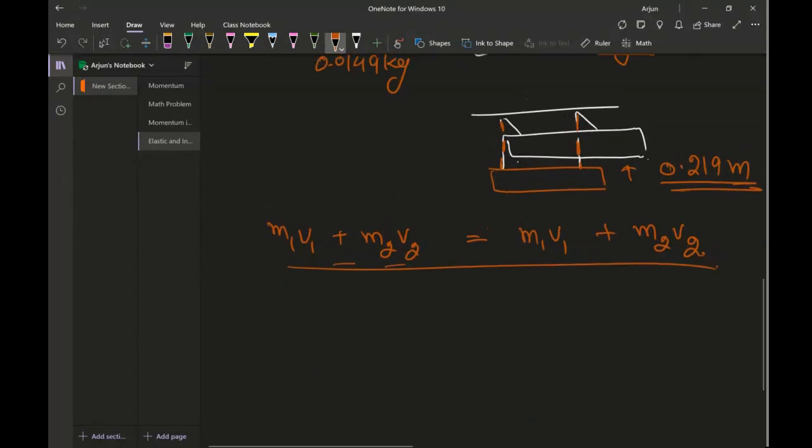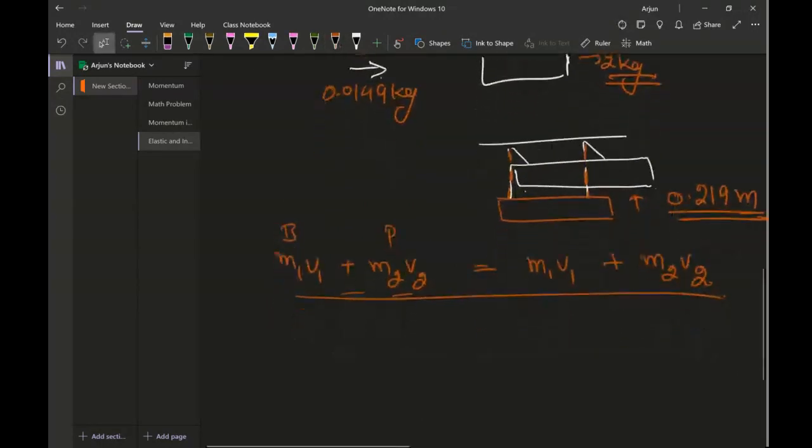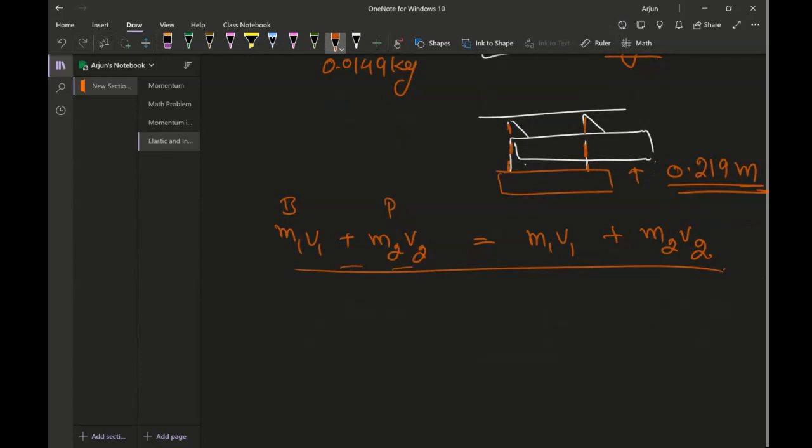Now m1v1 plus m2v2. What is given? Mass of the bullet. I'll call it this for the bullet and this for the pendulum. So mass of the bullet is given to me, which is 0.0149 kg, and v1, this is what we wanted to find out, initial velocity, plus mass of the pendulum, which is 2 kg, multiplied by initial velocity of the pendulum, which is 0 because it's stationary before the bullet strikes it.